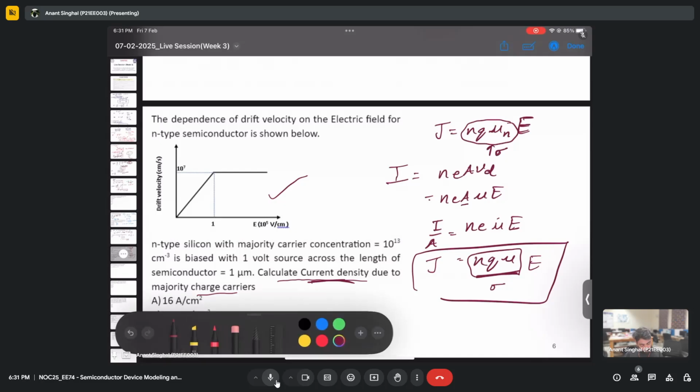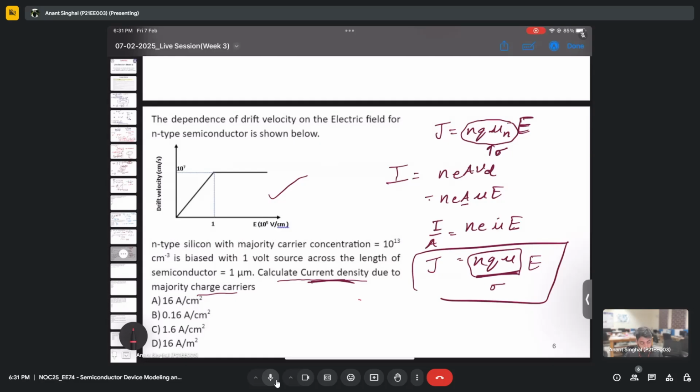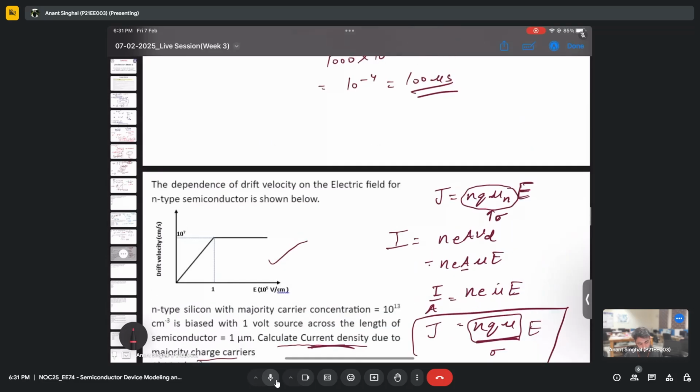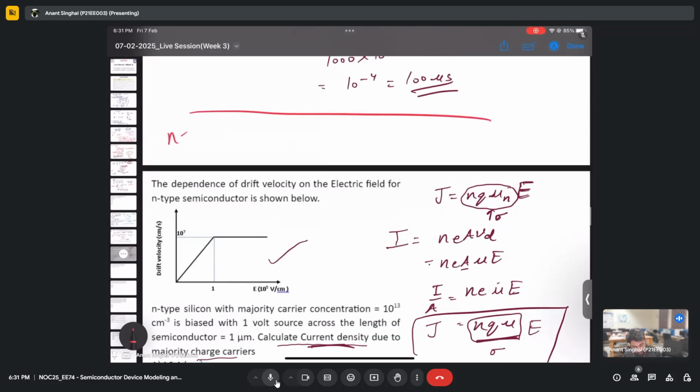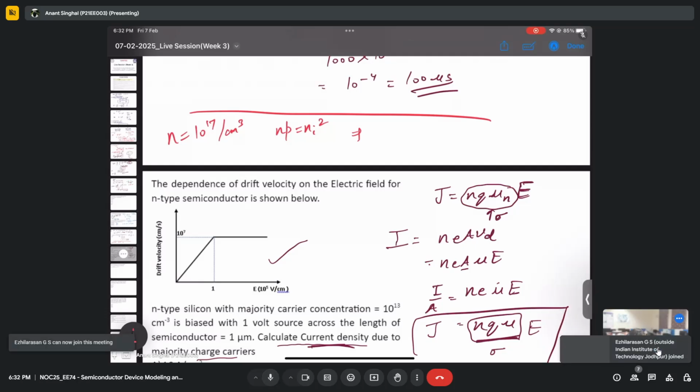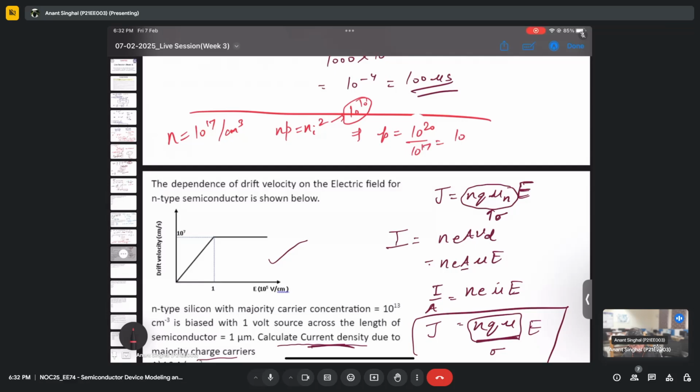When the concentration of P is not given, so we take it as zero, right? Because the conductivity is from both N and P. Yes. So let me give you a very basic example. Let's say we have an N-type semiconductor with 10^17 per centimeter cube, and we know that Np is ni square. Ni is in general of order 10^10. So if I try to calculate P from here at equilibrium, it is 10^20 by 10^17, which is only 1000. So 1000 is negligible as compared to 10^17.